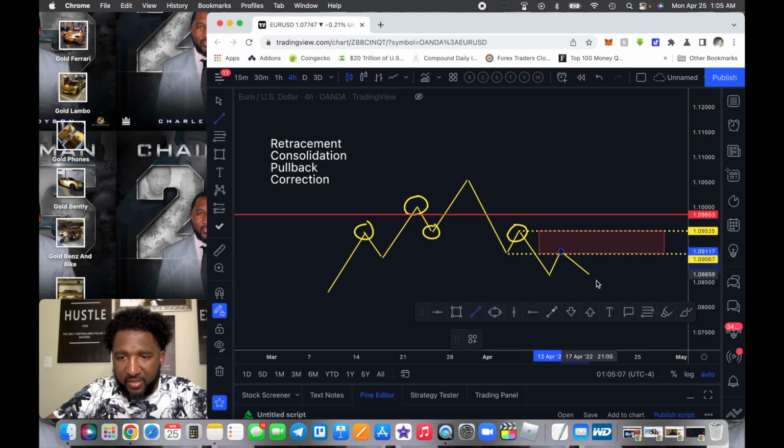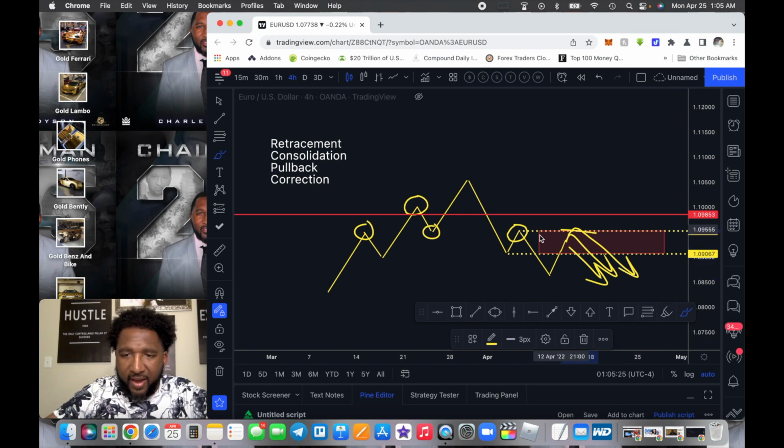It can bounce off this area and go down. It can come higher and then go down. It can go even higher and then go down. It can go all the way back to this level and then go down. So this entire area now becomes your sell zone.